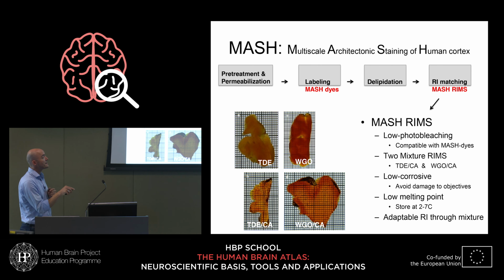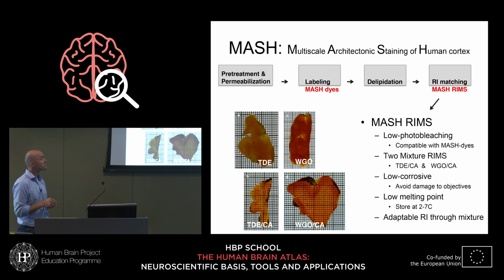Also, in order to make those dyes work, you need what are called RIMs, refractive index matching solution, because the real transparency of the tissue only comes when you embed it into a fluid that is refractive index matched to the tissue itself. And so that is a very large and important part of the clearing. And we had to develop new RIMs in order to work together with the dyes.